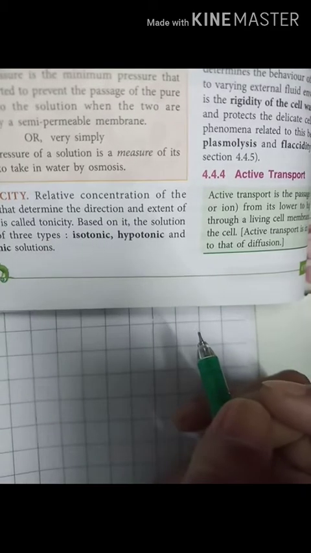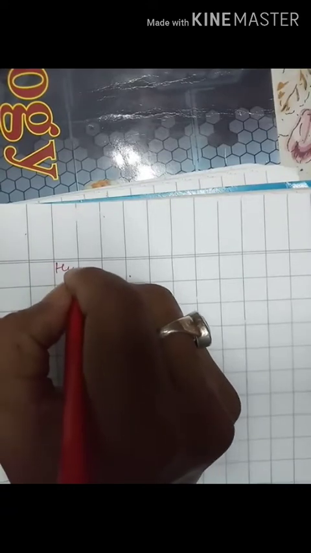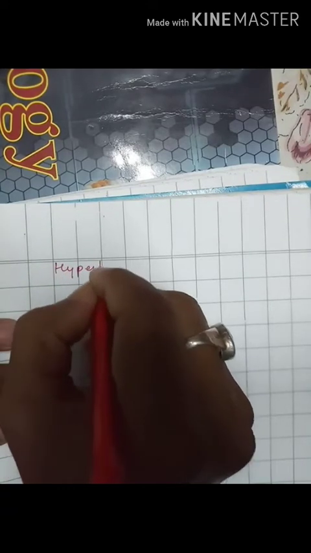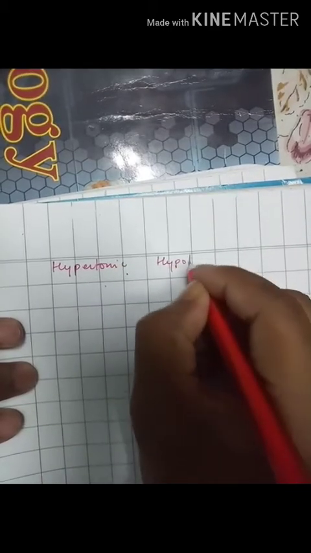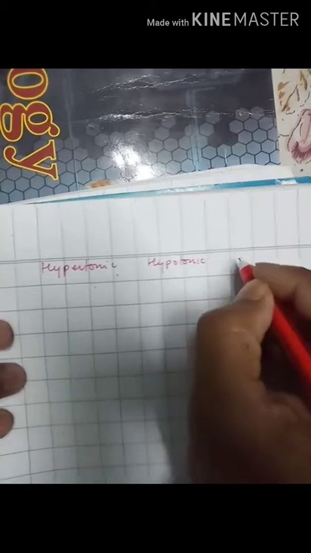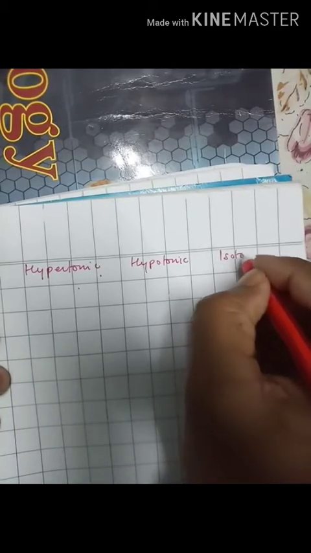Now next topic, tonicity. It is the relative concentration of the solution that determines the direction and extent of diffusion, and is called tonicity. Clear? So based on it, the solution can be of three types. One is hypertonic, second is hypotonic, and third is isotonic.